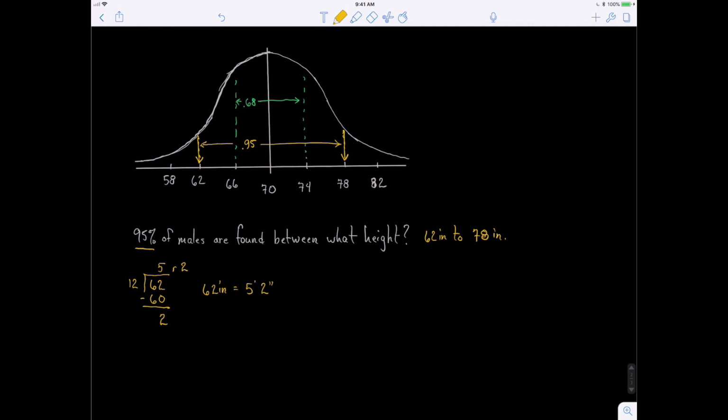And let's do that again. And 78, take that, we divide it by 12. 12 goes into 78, I think it's 6 times. So 12 times 6, that's 72. Subtract, that's 6, and there's my answer. So I have a remainder of 6, so I would say that 78 inches is equal to 6 feet 6 inches. And that is how we apply the empirical rule and make the transition from the standard normal distribution to the normal distribution.